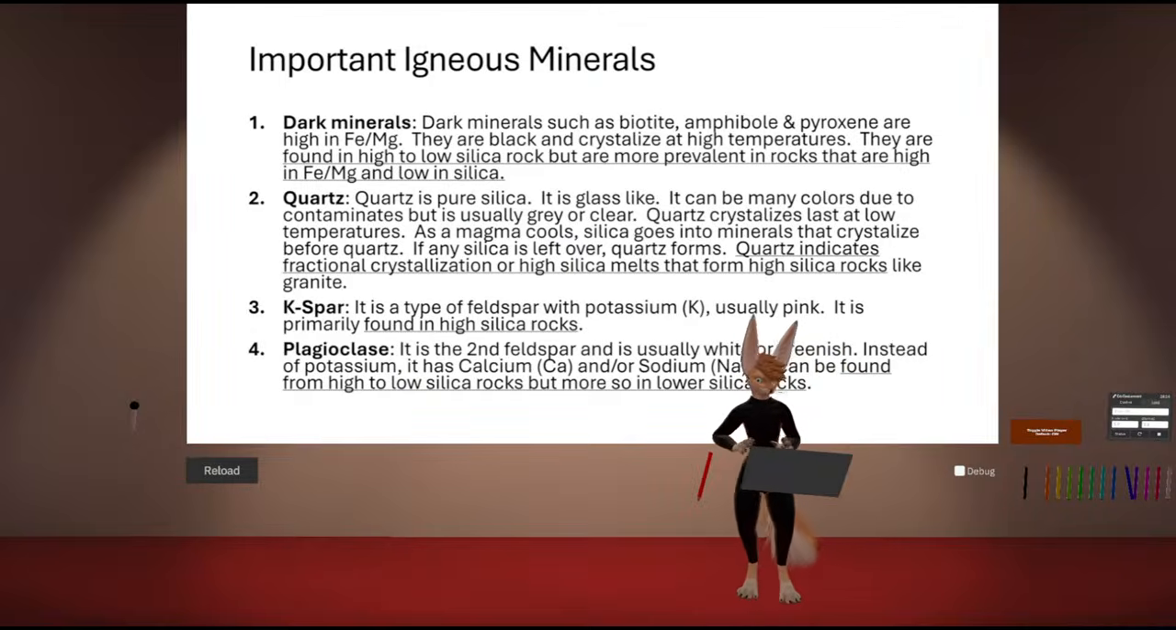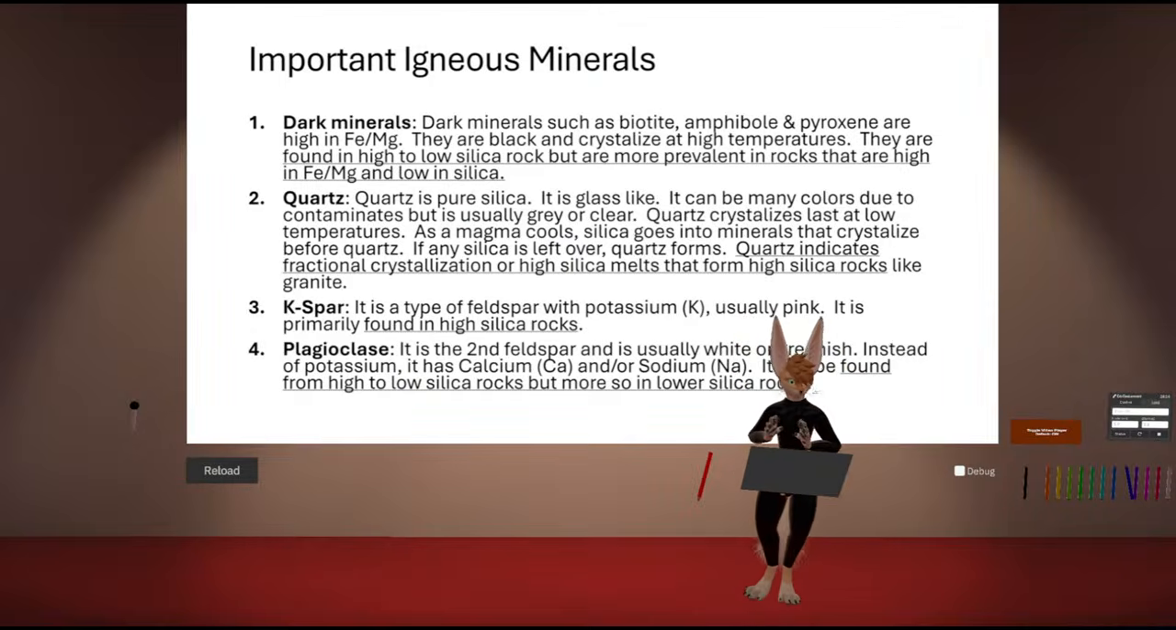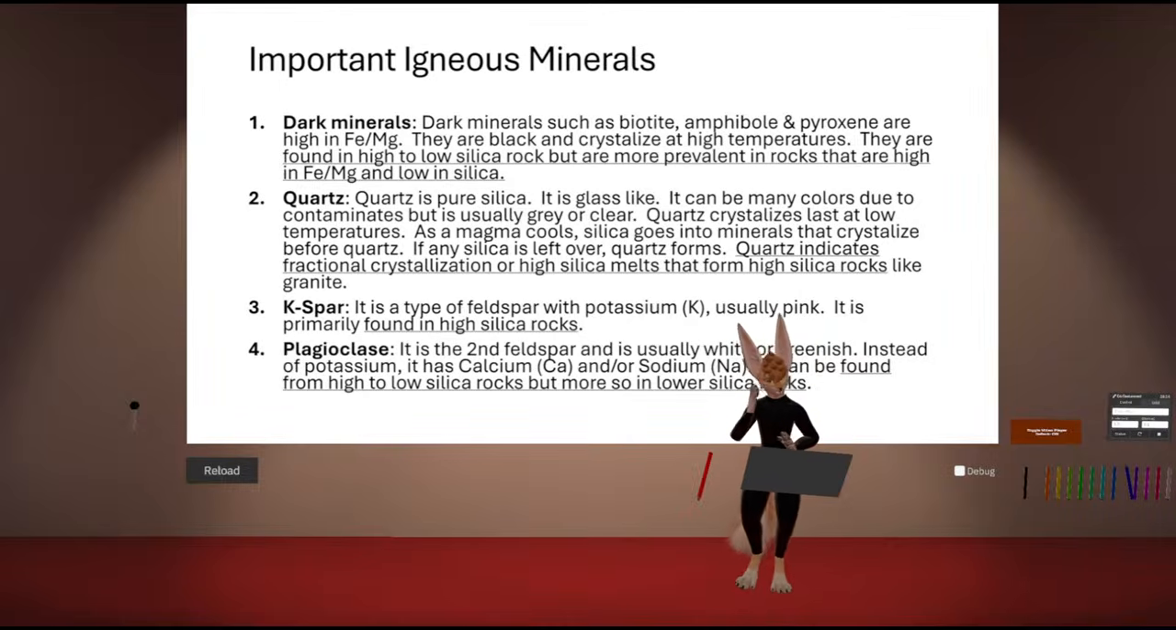There we go. But the important igneous minerals that we need to keep in mind, dark minerals such as biotite, amphibole, pyroxene, are high in iron magnesium. They are black, crystallize at high temperatures, and are found in high to low silica rock, but more so prevalent in rock that are high in iron magnesium and low in silica.